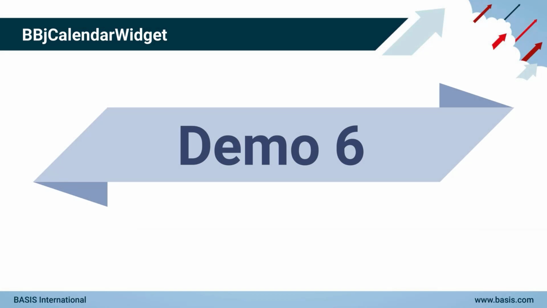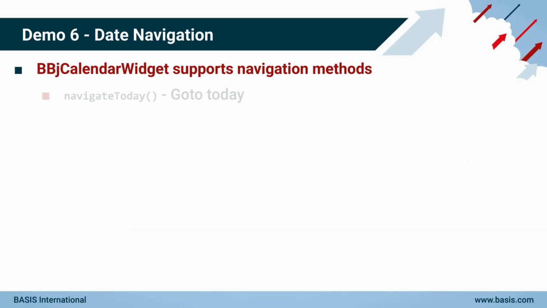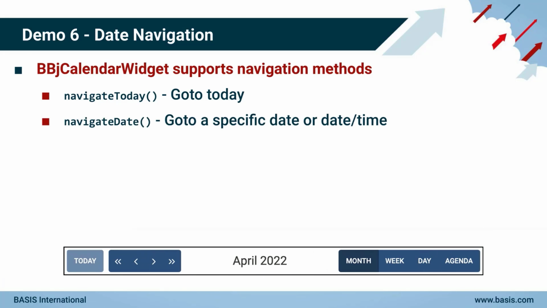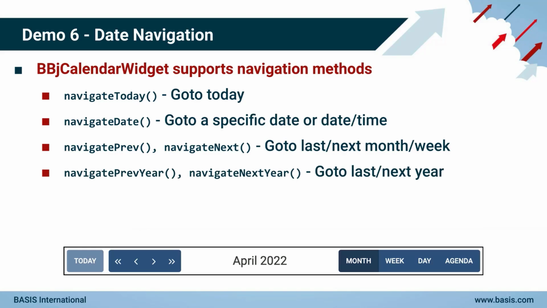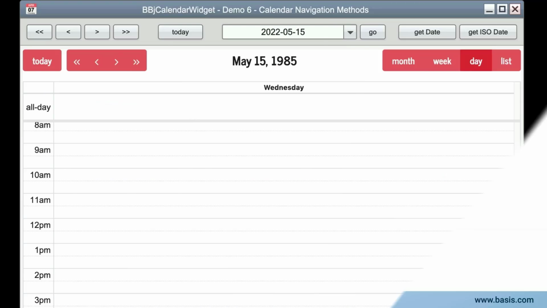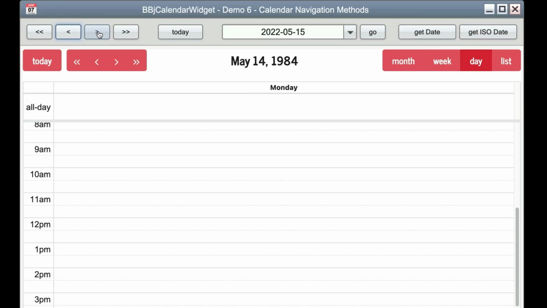Demo 6. This demo focuses on calendar navigation methods and shows how developers can navigate the calendar programmatically to specific dates. We're already familiar with the calendar's toolbar buttons that let the user navigate to the next or previous day, month, or year. Developers can do the same thing using the BBJ Calendar widget's corresponding navigation methods.